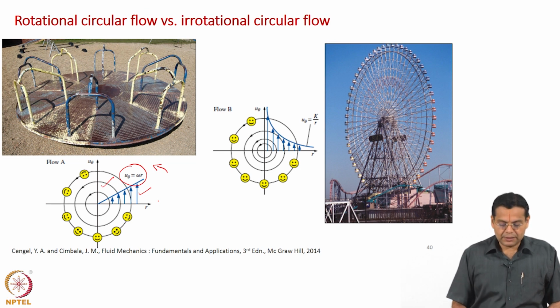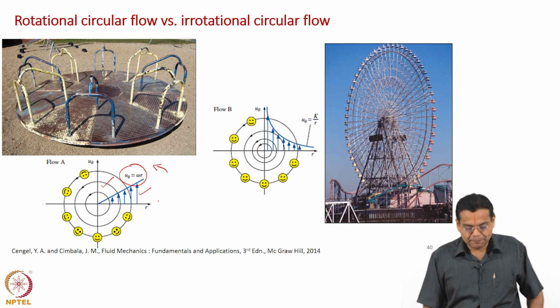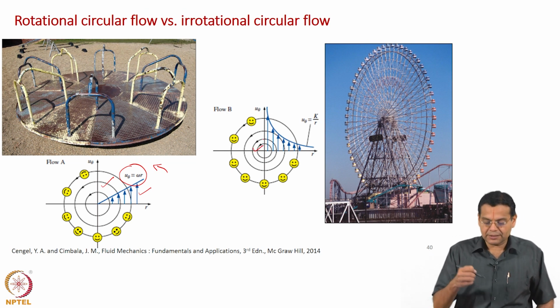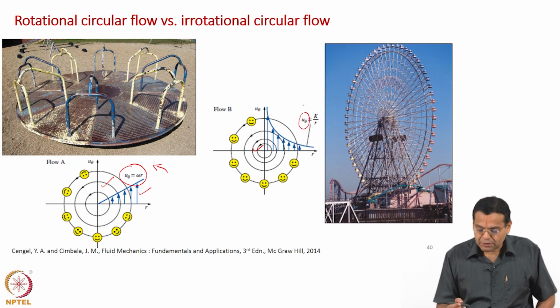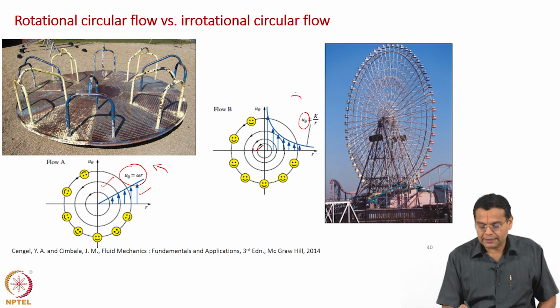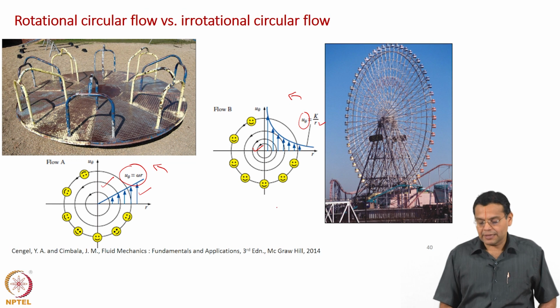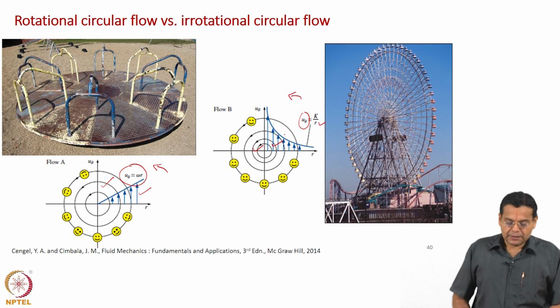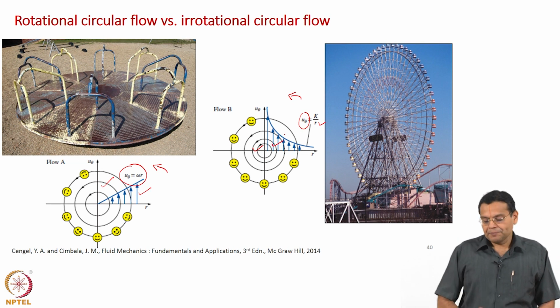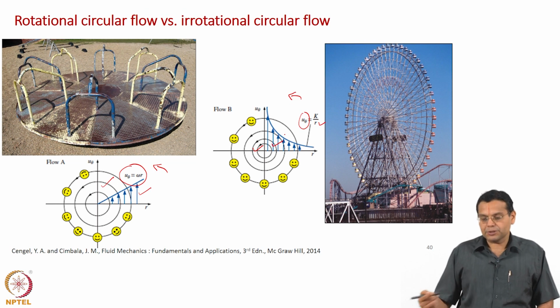Now, let us look at flow B, where once again it is circular flow, because the streamlines are circular, no doubt about it, but in this case the velocity, once again in the tangential theta direction, varies inversely with r. As you go away from the center, the tangential velocity decreases, and u theta versus r is a hyperbolic form. So, flow A is circular, flow B is circular, and in flow A the tangential velocity increases with r, while in flow B the tangential velocity is inversely proportional to r, decreasing with r.